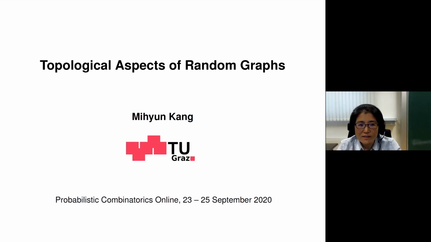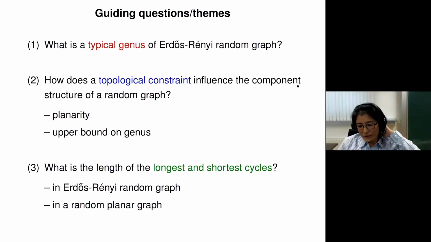As the title says, today I will talk about some topological aspects of random graphs. Throughout the talk, the following questions form the guiding theme. The first question concerns the typical genus of an Erdős–Rényi random graph. In other words, is the Erdős–Rényi random graph planar or not? Or does it have a given genus g? Of course, it depends on the edge density, as you might imagine.